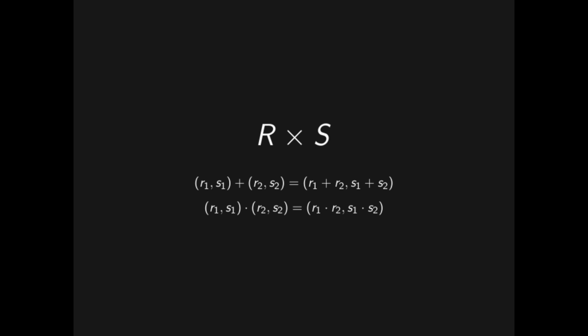Another way is the Cartesian product, which takes two rings, R and S, and creates a new one called R times S. This is the ring of pairs of one element from R and one element from S, and addition and multiplication is done pairwise.